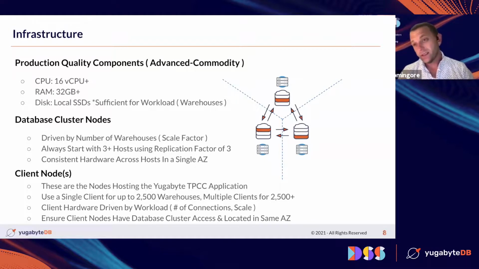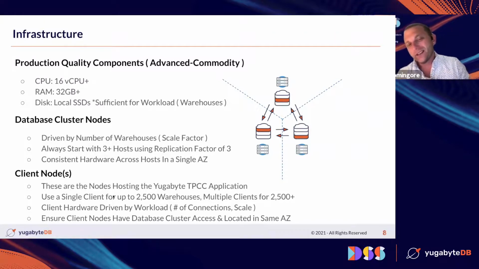We do typically tend to use the same hardware as the database node. You'll see that in the docs, but that doesn't necessarily mean that you should always do that either. So just plan in terms of your client hardware, and you'll get good results. Last but certainly not least on the client nodes, ensure they do have cluster access. The database access is there for the client node, and they're located in the same availability zone.